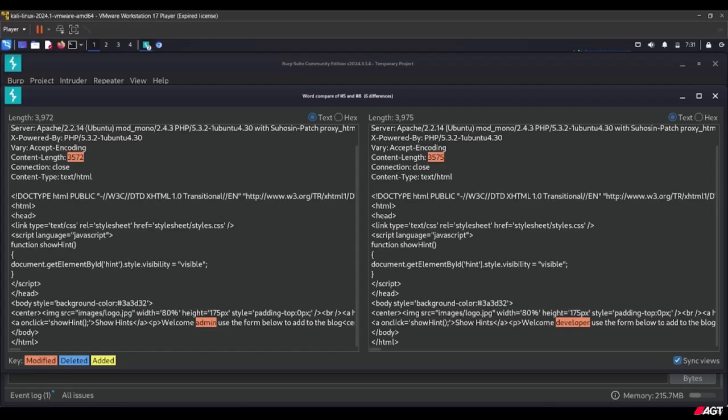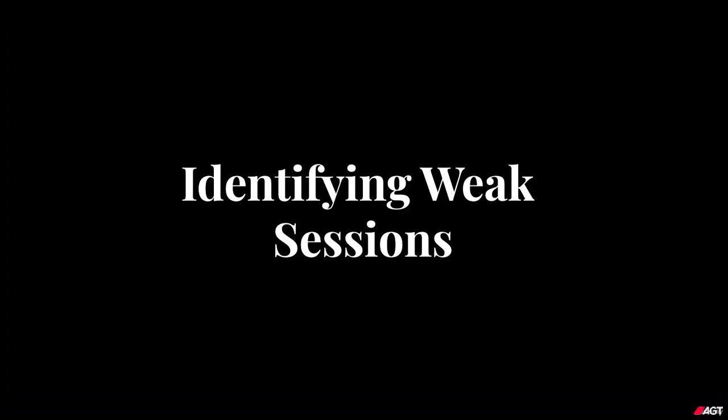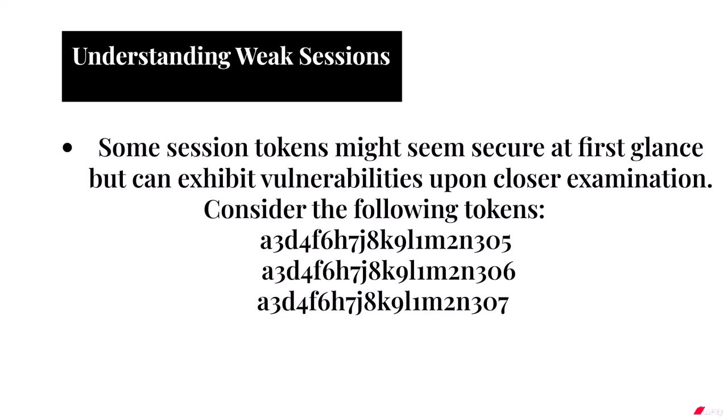Thank you. In this lecture we'll learn how to identify weak session tokens that might seem secure at first glance but are actually vulnerable. So you can see these tokens. At first these tokens look randomly generated. However, by analyzing the tokens, we can uncover potential weaknesses. So if we analyze the tokens, the only change is the number at the end. So that is indicating these tokens are sequential. So this makes them predictable and susceptible to brute force attacks.